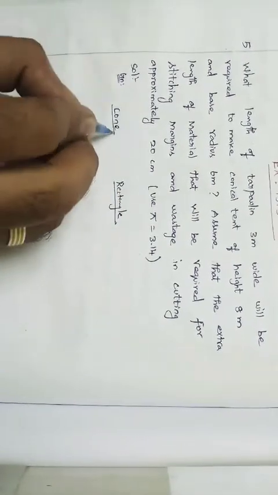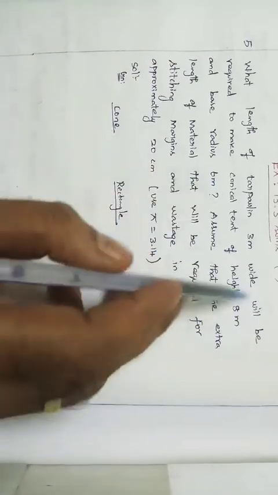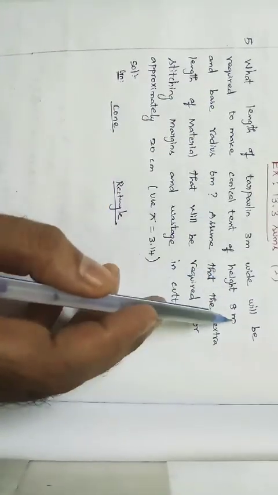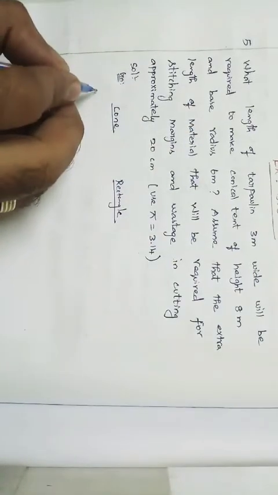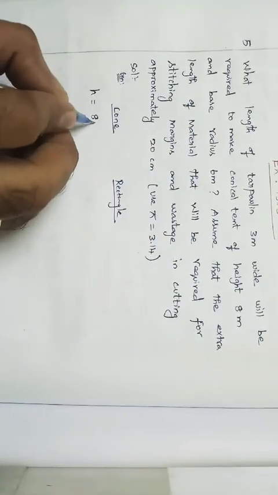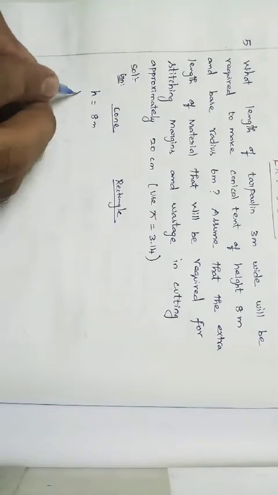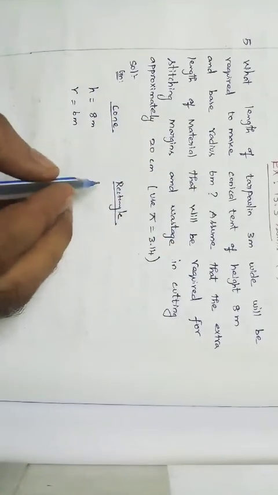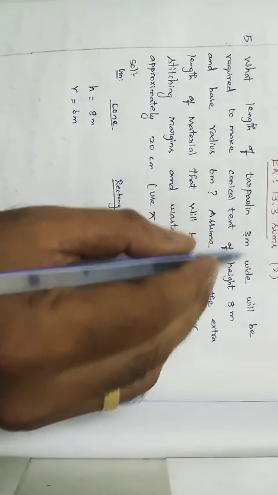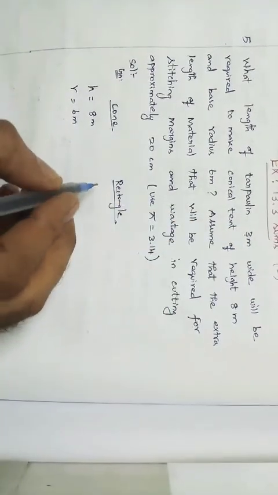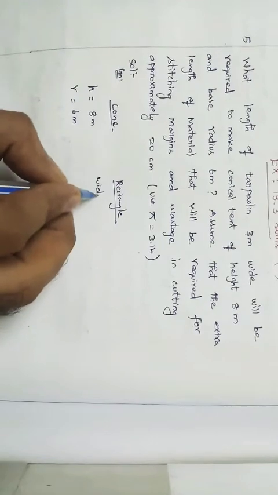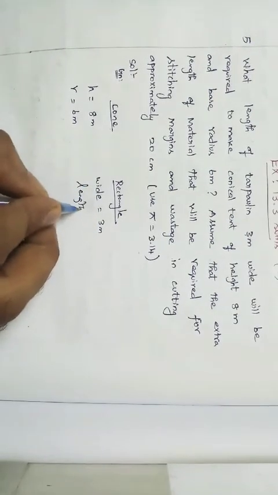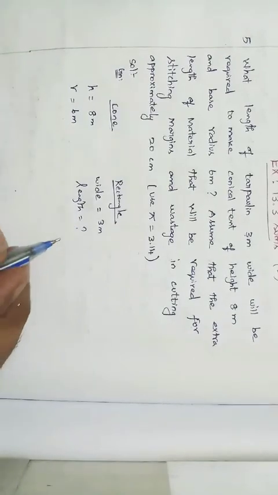So first write the given. What are the givens we are having? 3 meter wide will be required to make a conical tent of height 8 meter and base radius 6 meter. So the height of the cone h is equal to 8 meter and radius r is equal to 6 meter, right? And the rectangle wide, 3 meter wide, is nothing but breadth. Or you can write wide itself, no problem. Wide is equal to 3 meter, right? We want to find the length also, right?